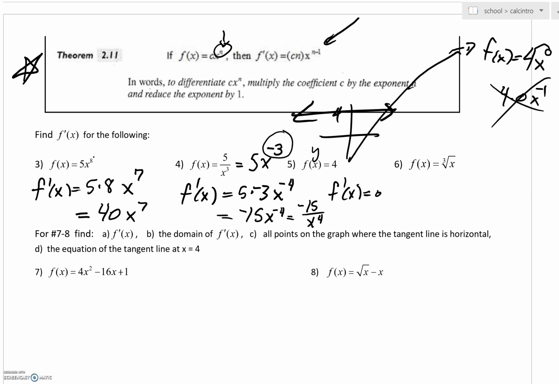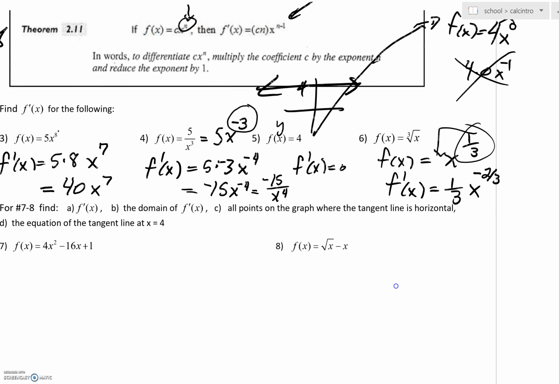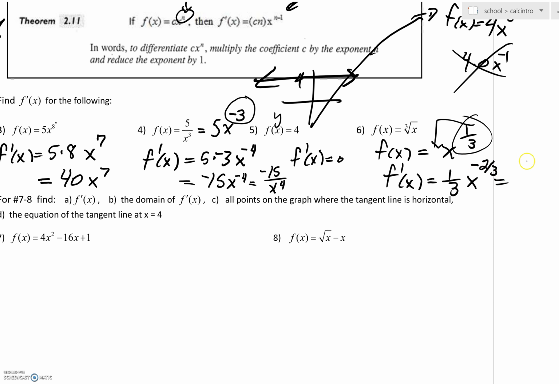Now, you take a look at number 6, you'd say, well, wow, isn't this really x to the, what's the cube root of x? It's x to what power? 1/3. Hey, what's the derivative? What comes down? 1/3. And now you subtract 1. What's 1/3 minus 1? Negative 2/3. You could leave your answer like that, or you could even bring your negative power down, and that's what you get.